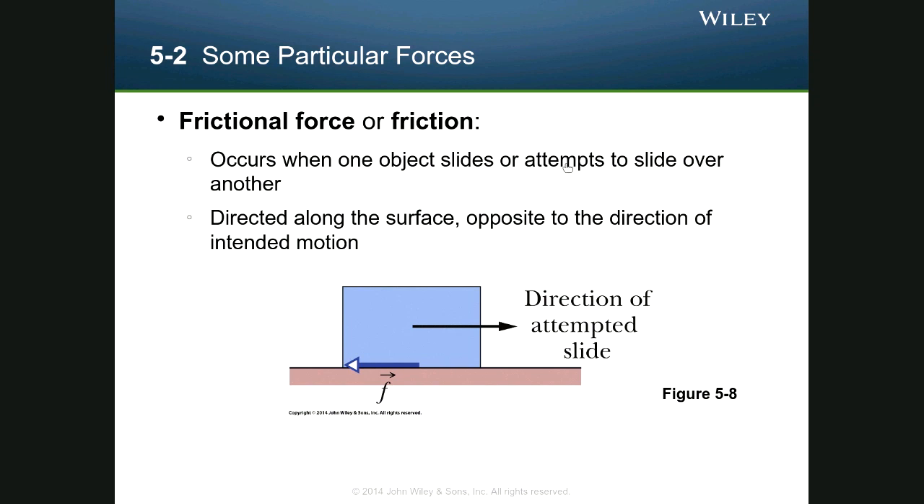And this "or" will actually create two types of friction. All right? One will be static friction if we're attempting to slide. The other will be kinetic friction if we actually slide. And this is directed along the surface opposite the direction of the intended motion. So if we're trying to push an object along to the right, the friction will form along to the left. Okay?